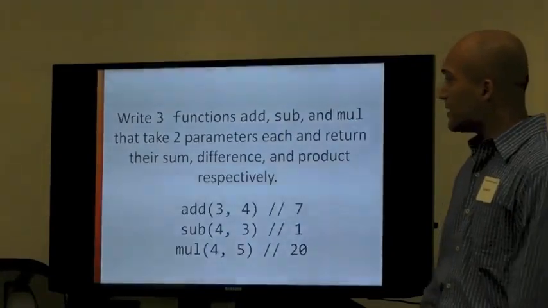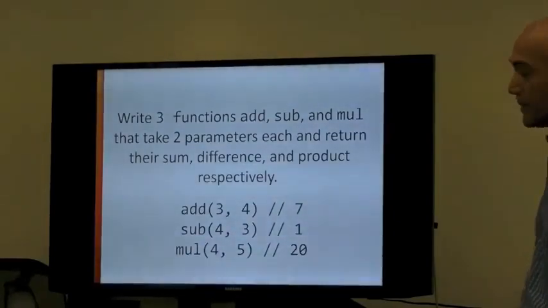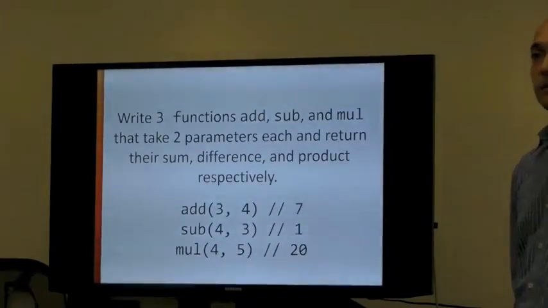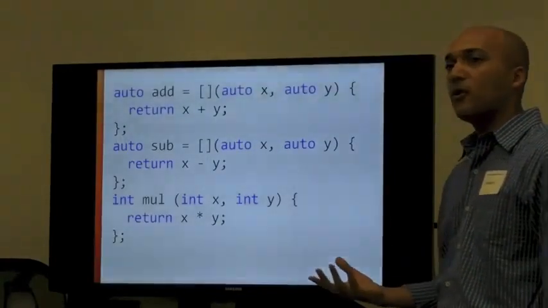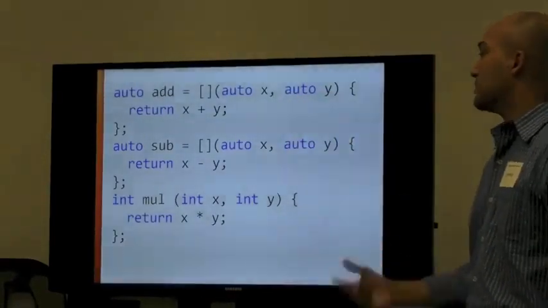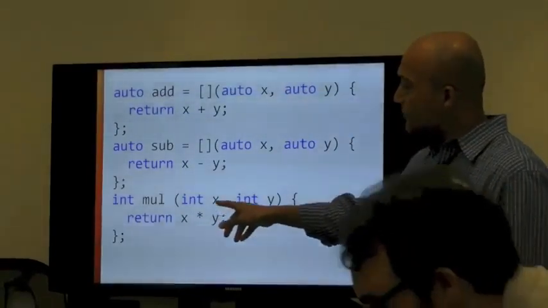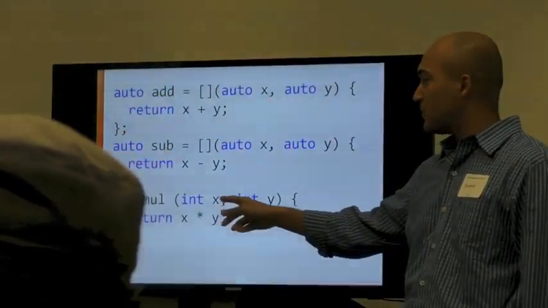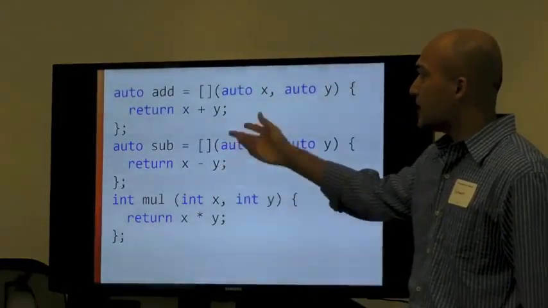Okay? So write three functions: add, subtract, and multiply, that take two parameters each and return their sum, difference, and product. Again, a very basic 101 kind of question, just giving you a feel for the syntax for lambdas and autos particularly. If you are comfortable with this, let's not forget we can still define functions the old way. This is still valid. Of course, it makes sense only for integers. This is a little more general, but you could see how they are related.